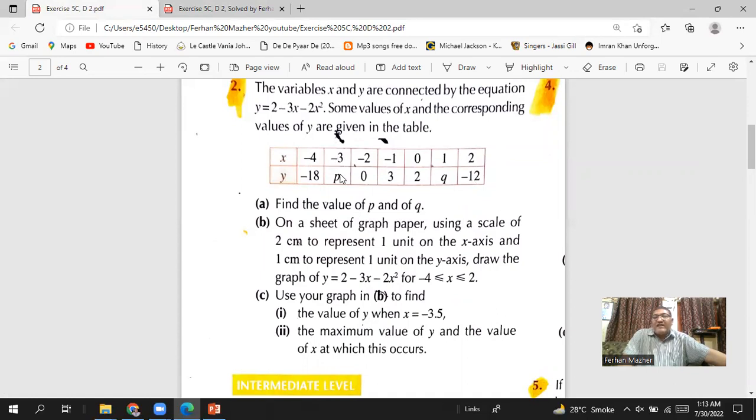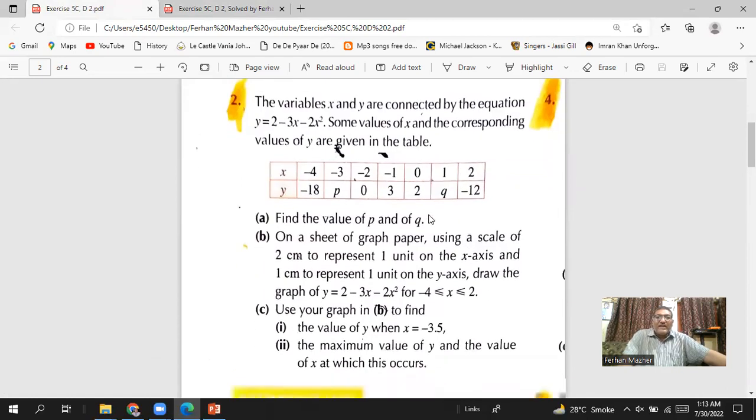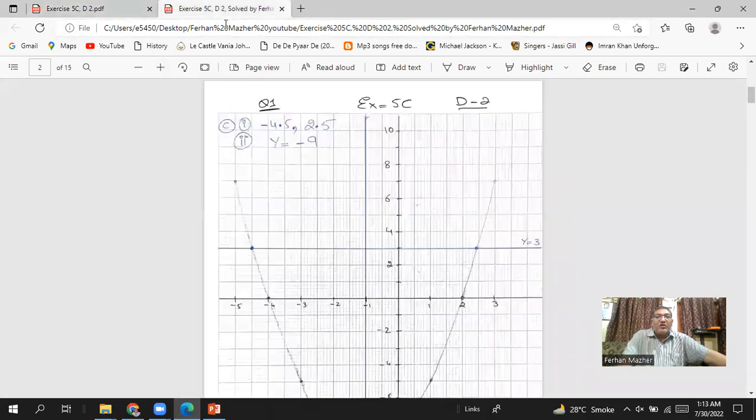And when the x is -3, the value of the y is p, and we want to find out the value of the p. And when the value of the x is 1, the value of the y will be q, and we want to find out this value. So that's the first question. So let me show you how this is done.